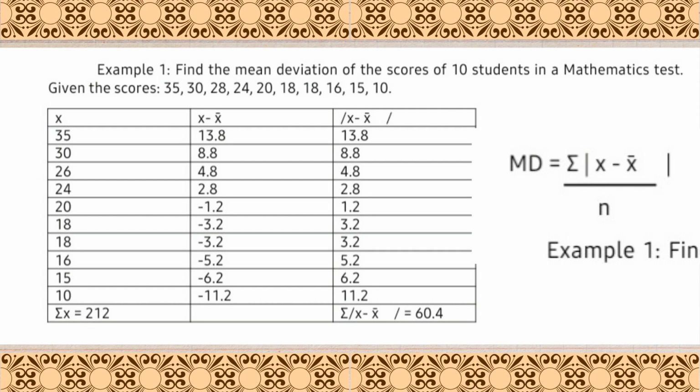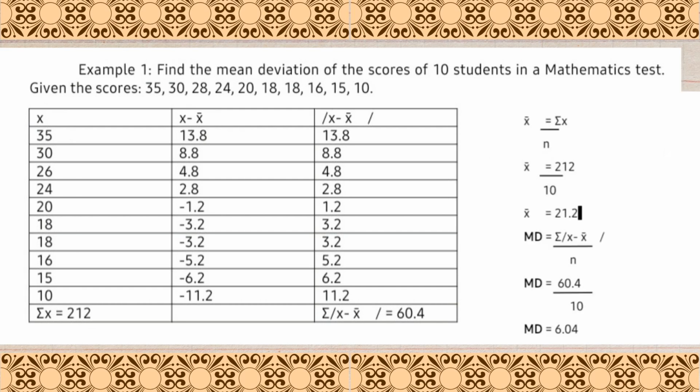Example number 1. Find the mean deviation of the scores of 10 students in a mathematics test, given the scores 35, 30, 28, 24, 20, 18, 18, 16, 15, and 10. We use the formula for mean deviation for ungrouped data. MD equals the sum of the absolute differences between each value and the mean divided by the number of cases or values. To solve the mean deviation for ungrouped data, number 1 is to find the mean.